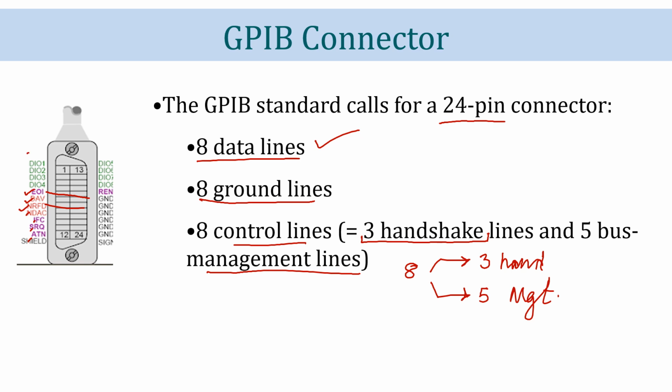These are the digital IOs we can use for the data pins. These are the 8 grounds, and these are the control pins. Okay. So, DAV, NRFD, NDAC, these are the control pins. These are the data pins, and ground pins already mentioned.